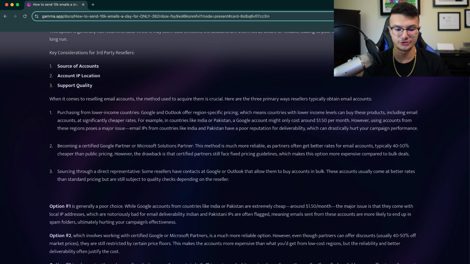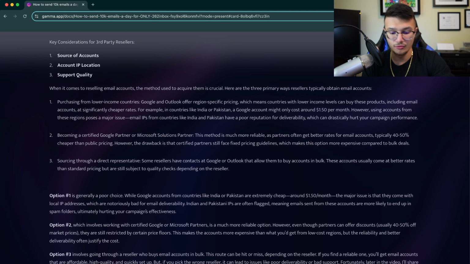And so option 2, which involves working with certified Google or Microsoft partners, is a much more reliable option. Again, even though these partners can offer discounts, usually 40 to 50% off of the market price, they are still restricted by certain floor prices. This makes the account more expensive than what you would get from the low-cost regions, but the reliability and better deliverability often justify the cost.